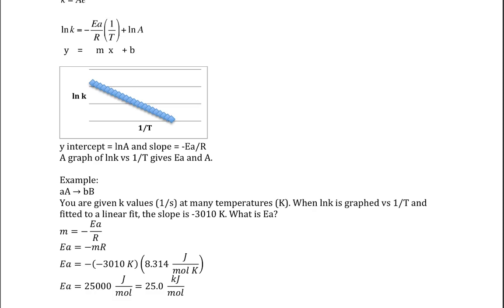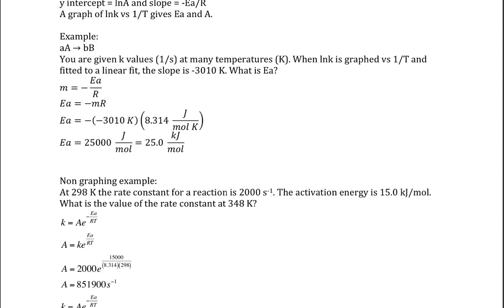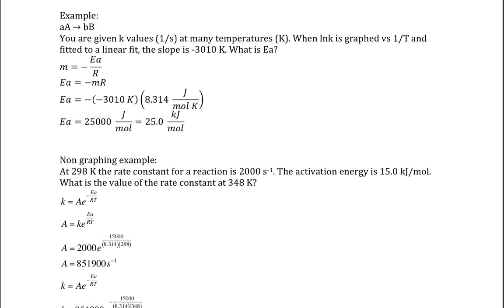So here's an example where we do that. We're given values of k in 1/seconds at many temperatures in Kelvin for this reaction A forming B. When ln of k is graphed versus 1/T and fitted to a linear fit, the slope is -3010 K. What is Ea?